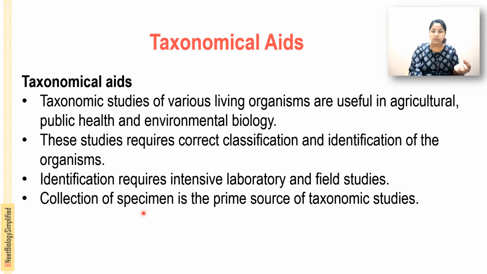The collection of specimens is a prime source of taxonomic studies. For the taxonomic study, first there is a collection of specimens, then identification. After identification, we have to name it, then classify it. So taxonomic aid means studies of living organisms useful in agriculture, forestry, industry, public health, and environmental biology. These studies require the correct classification and identification of organisms, and identification requires intensive laboratory and field study. And collection of specimens is a prime source of taxonomic studies.